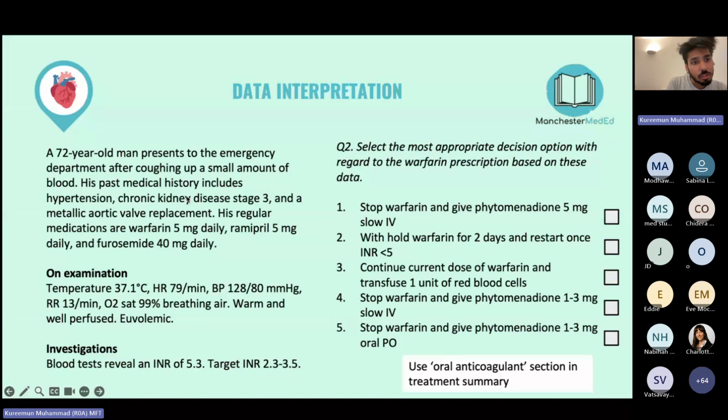The investigation shows the INR is out of range. So select the most appropriate decision option with regard to the warfarin prescription based on these data. I've put a hint down there. Warfarin, you can find it in the oral anticoagulant section in the treatment summary. If you go on there and find warfarin, just have a look at what we should do for this patient.